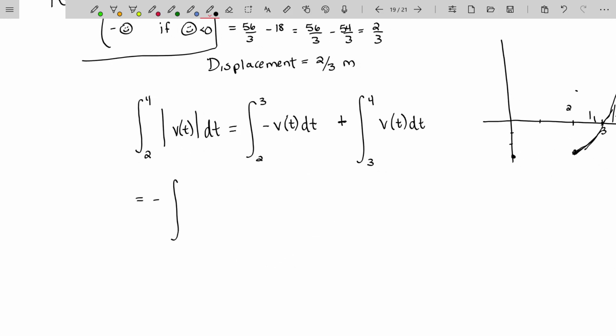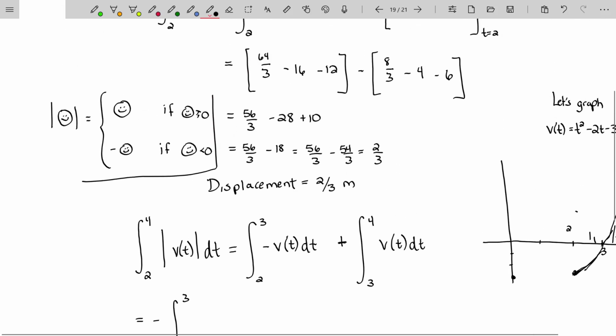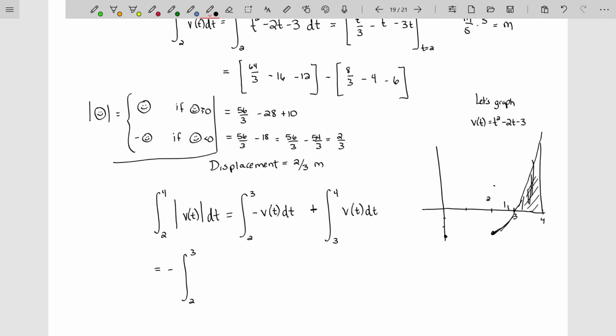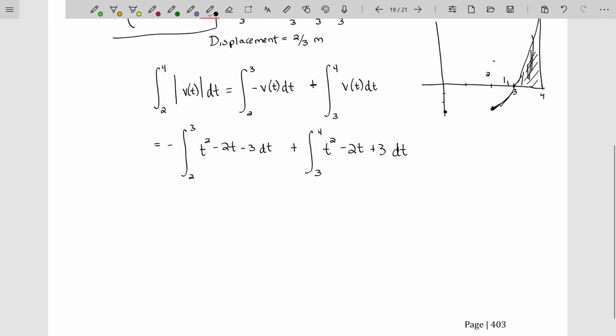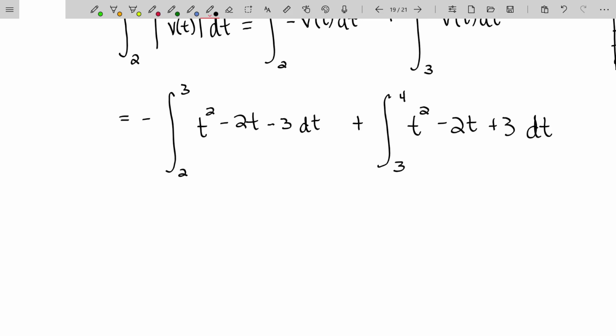We have the negative integral from 2 to 3 of our function v of t, which is t squared minus 2t minus 3 dt, plus the integral from 3 to 4 of v of t, which is again t squared minus 2t minus 3. These look very similar mechanically, but mathematically they turn out to be somewhat different, although the antiderivatives are the same. So this is going to be negative, and then we'll have the antiderivative here, which we already knew was t cubed over 3 minus t squared minus 3t. We're evaluating that from time 2 to time 3.